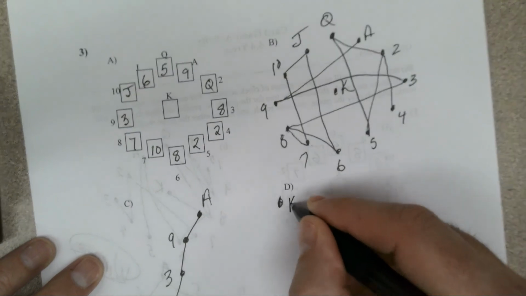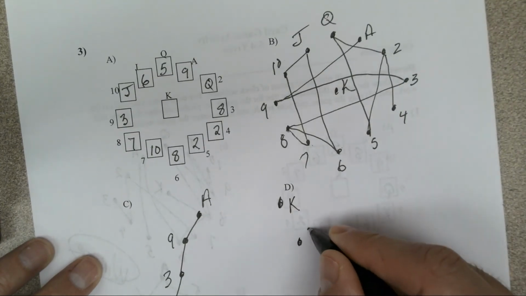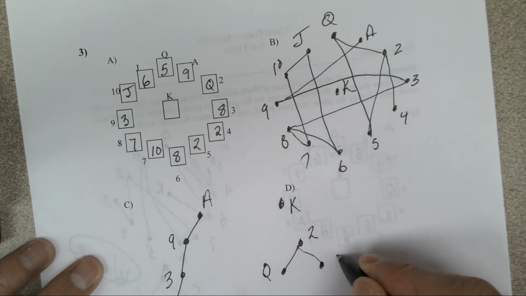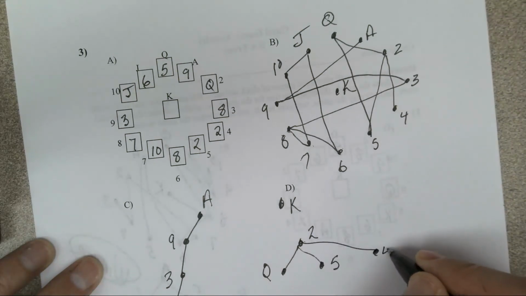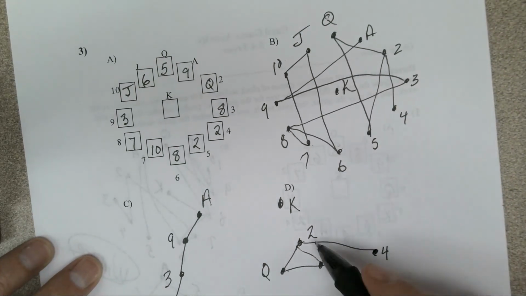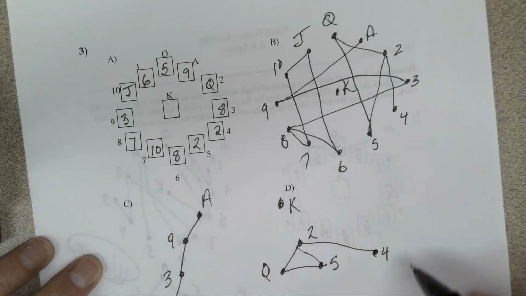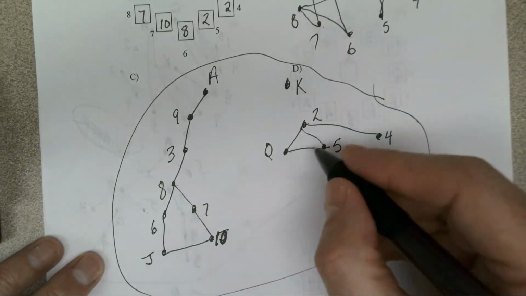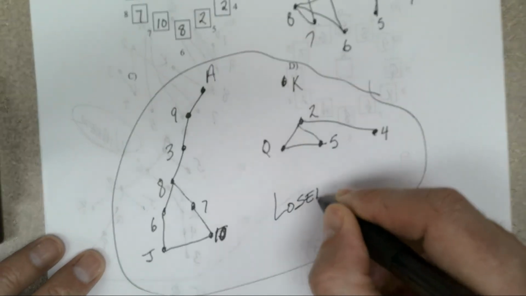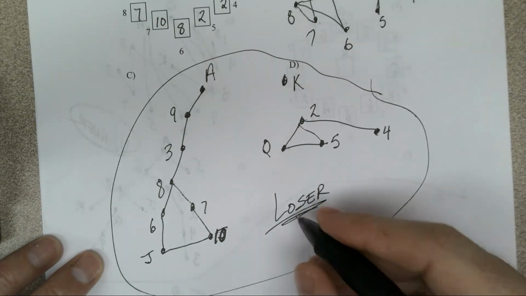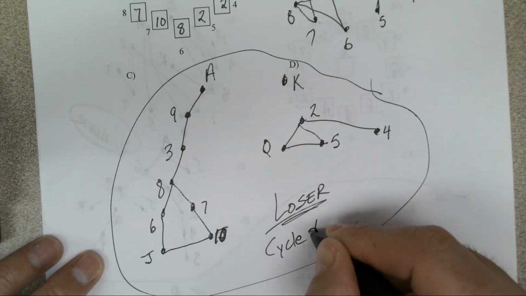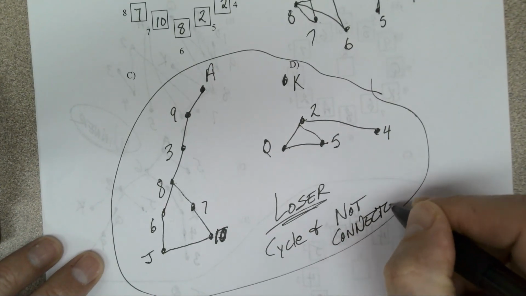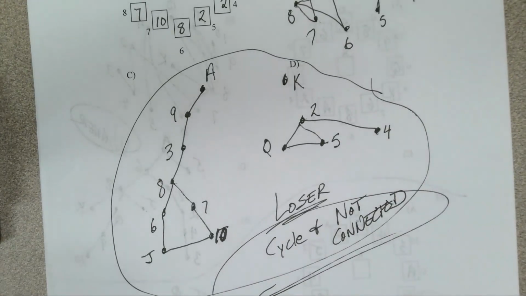Notice king's not connected to anything. Notice over here I got 2 is connected to queen, and 5, and 4. And then queen and 5 are connected. So, all right, here's all 13 vertices. I have 2 cycles, so this would be a loser. And the reason it's a loser is because there's a cycle and it's not connected. Okay? Loser, and it's not connected.